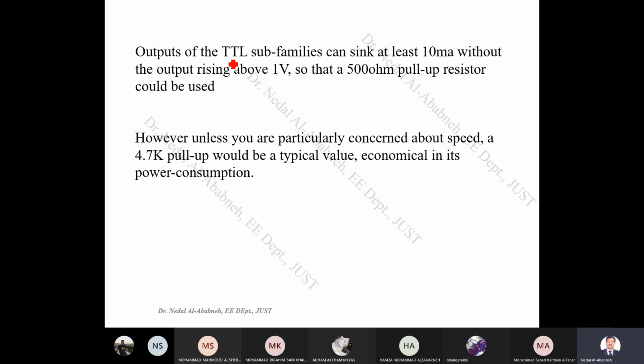طبعا اذا بتحكي عن ال TTL CMOS مثلا شفنا انه they can sink current 10 ملي 16 ملي 18 ملي يعني وبالتالي at least ممكن تحكي عن 10 ملي ونفس الوقت انه الاوتبوت ممكن ما يختلفش عن الواحد واحد وبالتالي if you are talking about these numbers you might use مثلا 500 اوم pull-up resistor can be used.